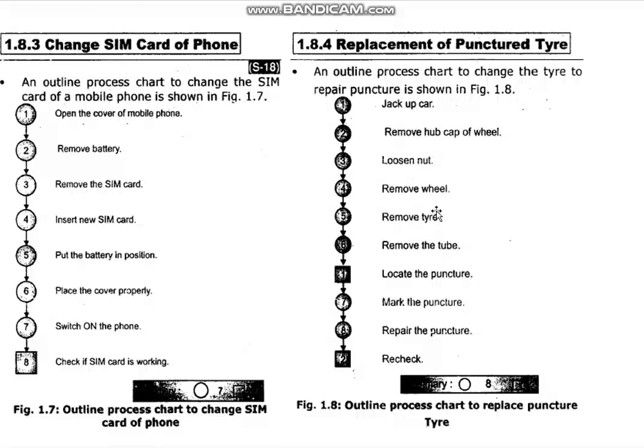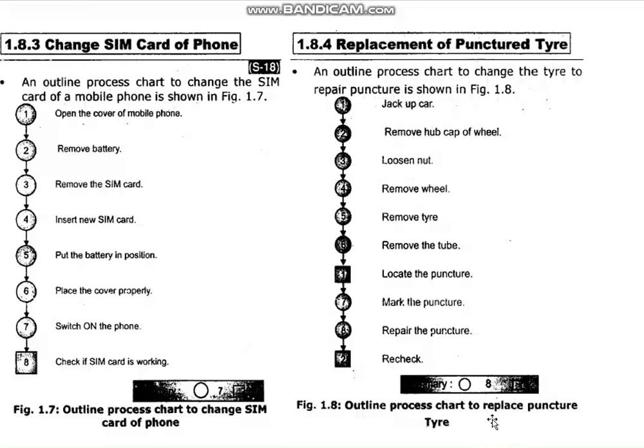But anyway, this tire is having a tube. That's why we are removing the tire, removing the tube, locating the puncture, marking the puncture, and repairing the puncture. After repairing, recheck the puncture. They have left it there and have not assembled the tire again. Okay, that's bad, we have to replace. We are saying replace the tire. Here they are only saying repair the puncture.